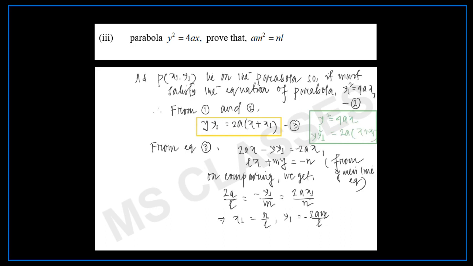Now since the point satisfies equation 2, we get (2am by l) whole square equal to 4a n by l, and from that we get am square equal to ln, which is the required condition.